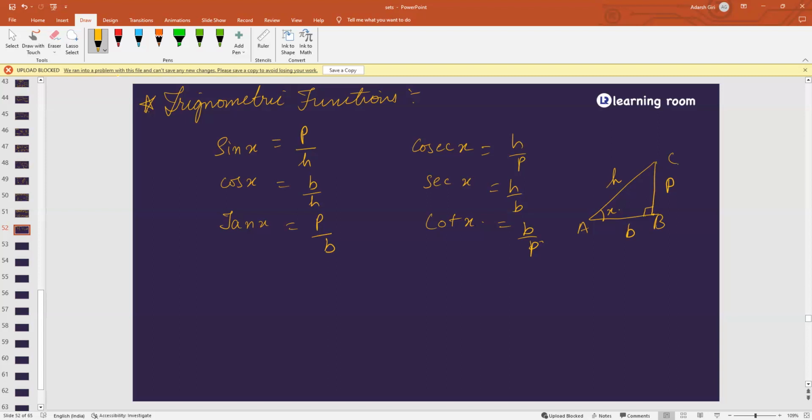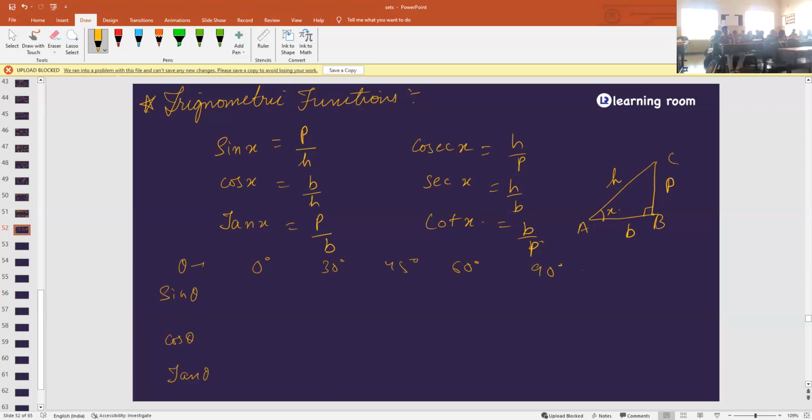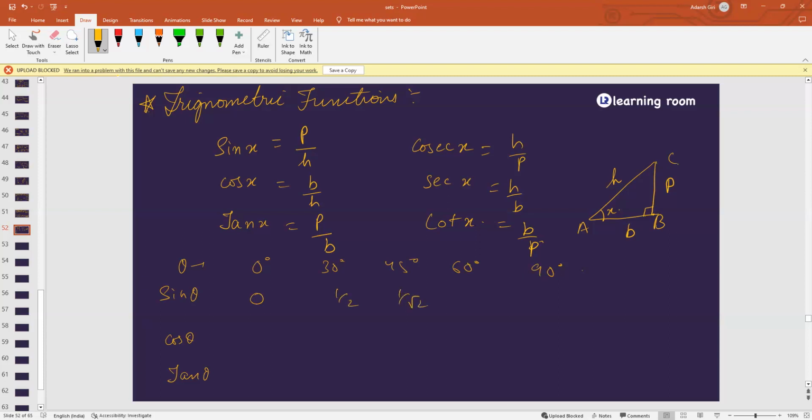Now, one thing, we know some values. If we talk about some values, sine of theta, cos of theta, and then tan of theta, we are just considering some values. Theta will be 0 degrees, 30 degrees, 45 degrees, 60 degrees, then 90 degrees. So sine is 0, 1 by 2, 1 by root 2, root 3 by 2, 1. And cos will be 1, root 3 by 2, 1 by root 2, 1 by 2, 0.